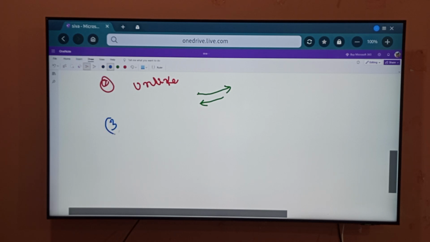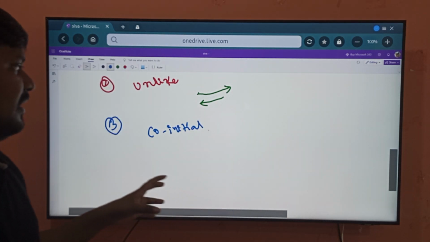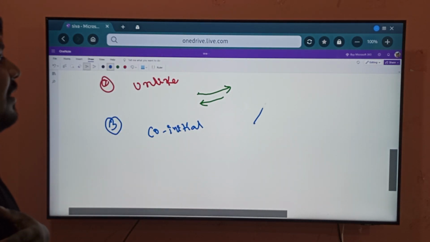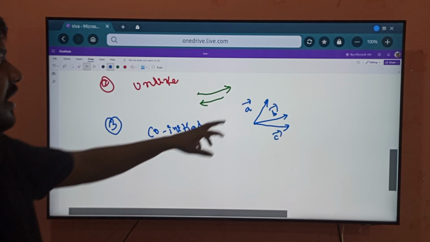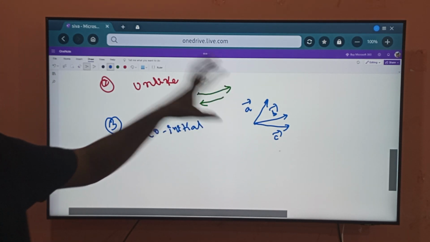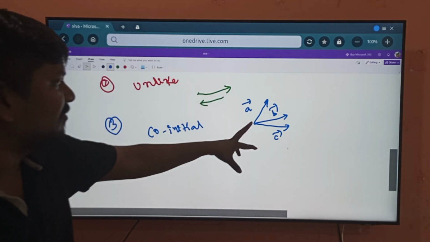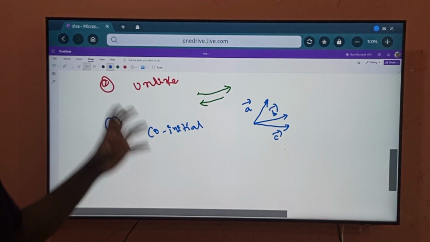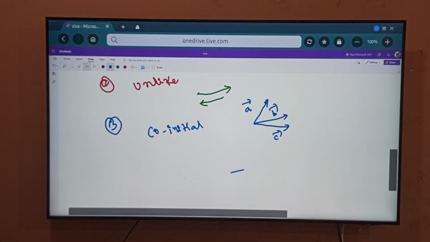Next, the third one is co-initial vectors. So what are co-initial vectors? The initial point of the vectors will be the same. The initial points of all the vectors will be at one point. So you take A bar, B bar and C bar, and if all the vectors' initial points are at one point, then they are considered co-initial vectors.